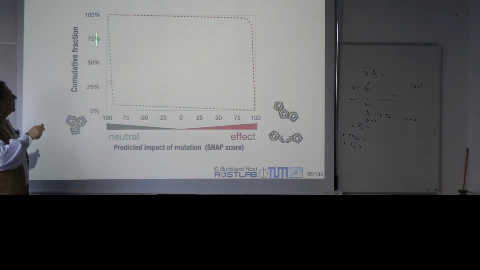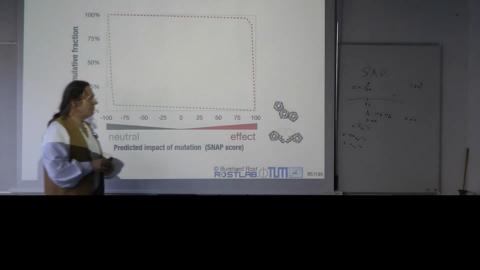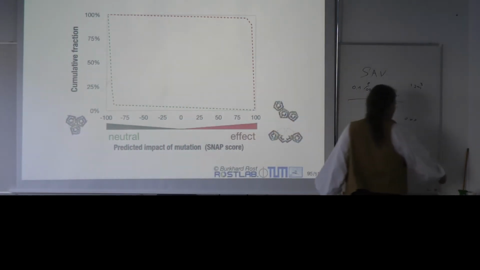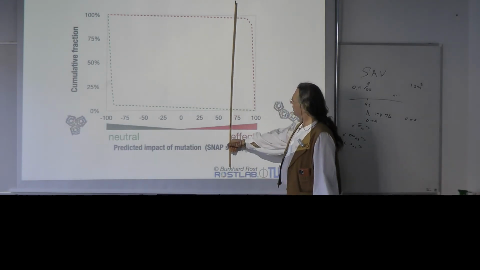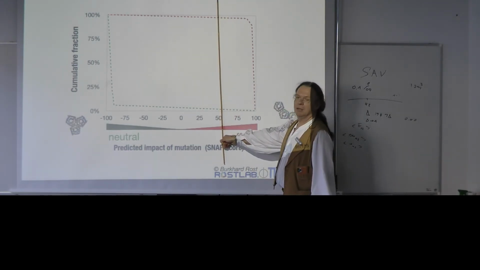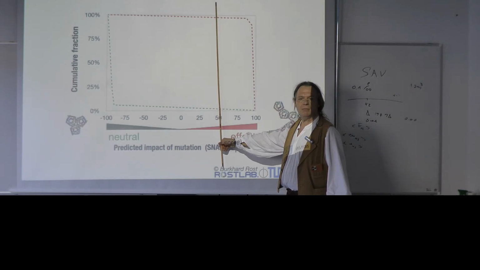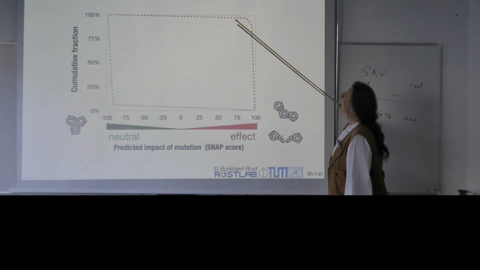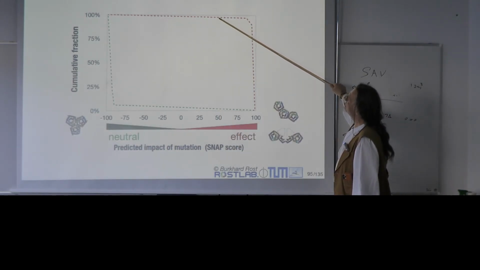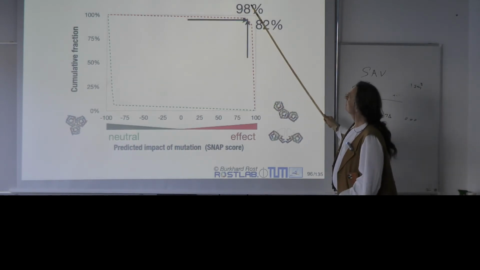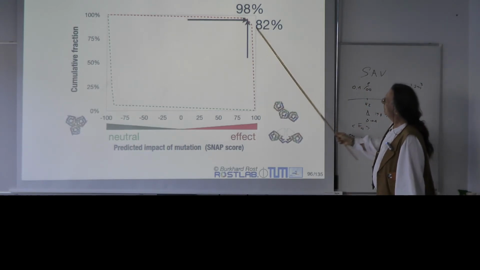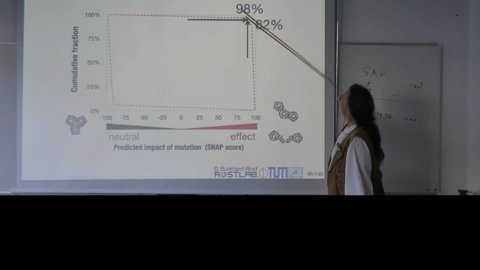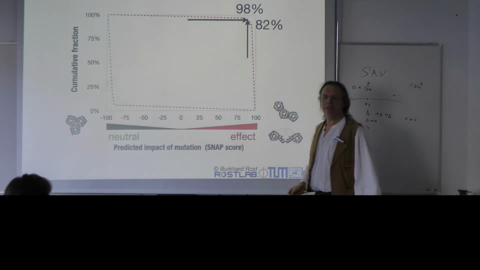What I'm looking at here is cumulative numbers. By cumulative numbers, I'm asking for all the variants in my data set where the prediction score is above 50, what is the predicted effect? Or how many of these are predicted to have an effect above 50? In this particular case, let me go to the next animation. Let's pick this point here. Above 82, 98% are predicted to have an effect.